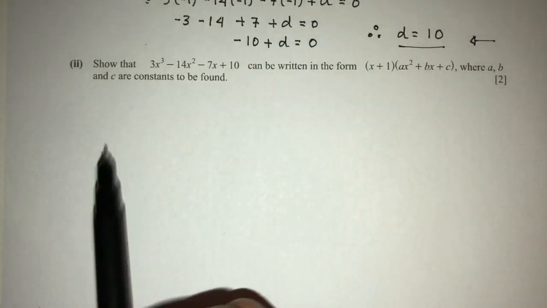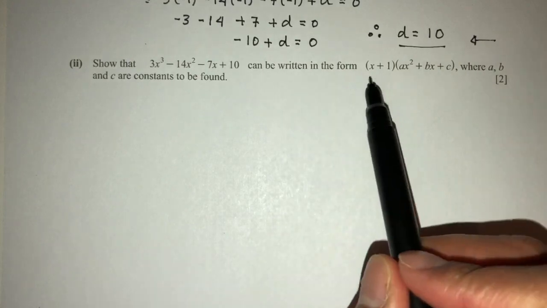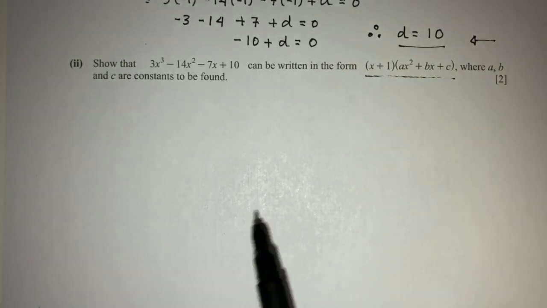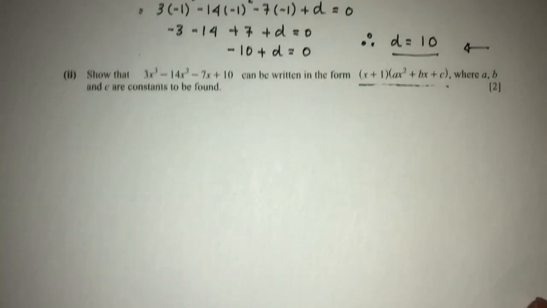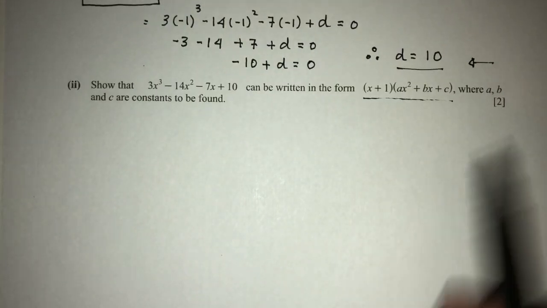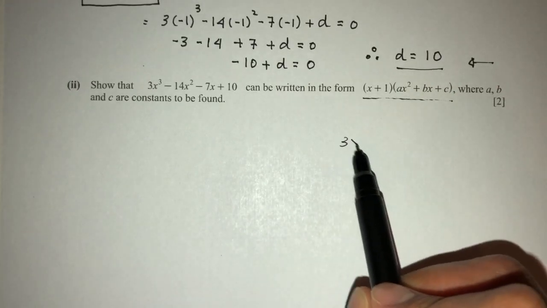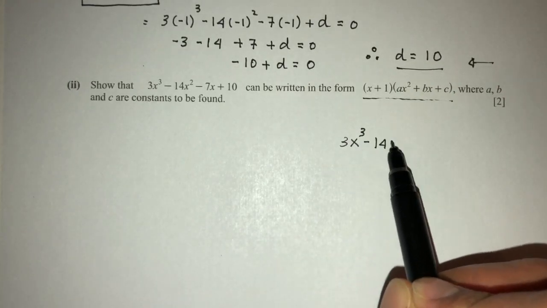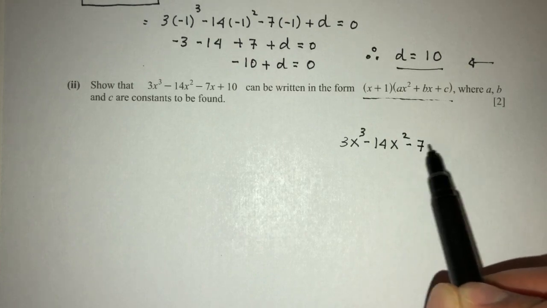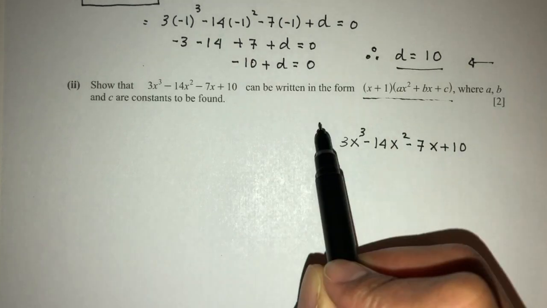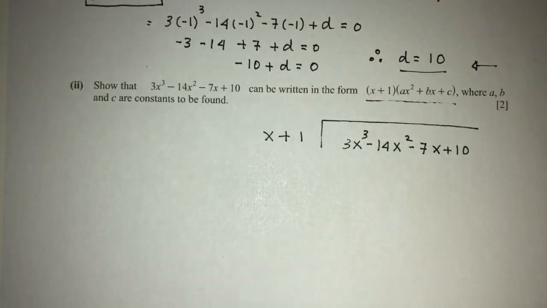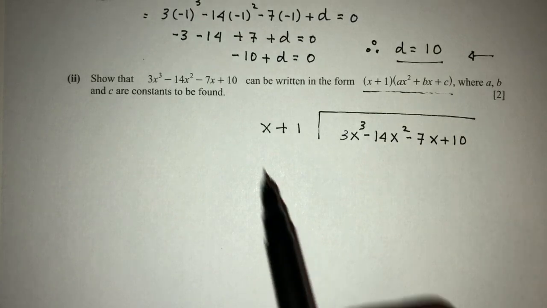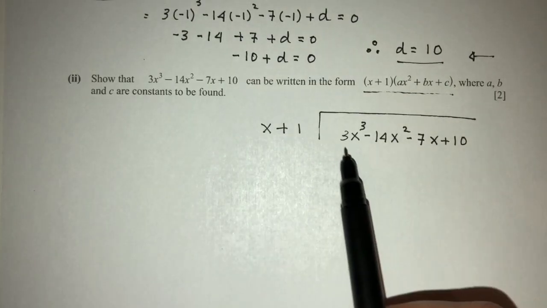That is part A. Now for part B, we have to show that this expression can be written in this form, where a and b are constants to be found. So basically we have to factorize the expression. We know the factor, so we have to do the long division in this case. So let's do that: 3x cubed minus 14x squared minus 7x plus 10. We do the long division with the factor of x plus 1, because we know it is a factor already.